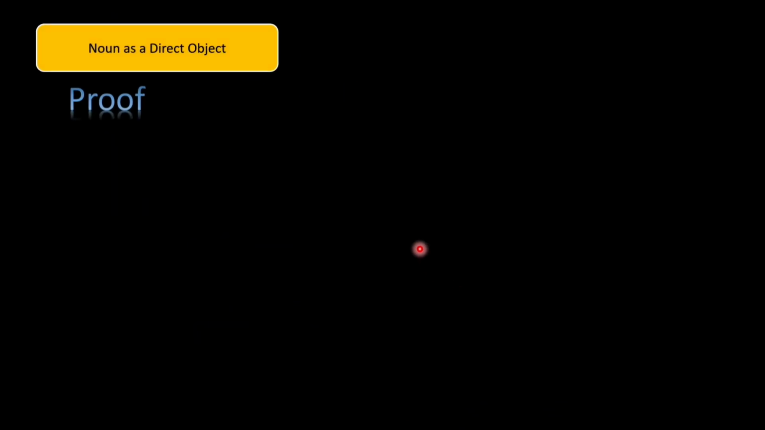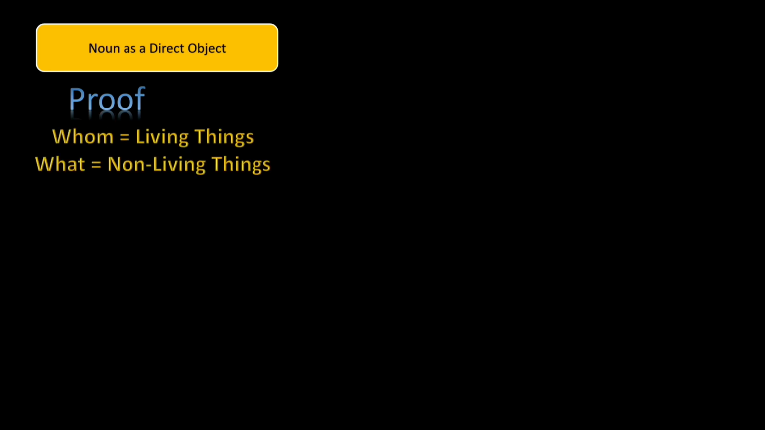Okay, let's prove. If you don't understand the proof of the grammar, you won't be able to understand it totally, right? So for noun as direct object, we prove how to understand whether it's direct or not. This is a good question to ask yourself: whom or what? Whenever it's a living thing, use whom. Whenever it's a non-living thing, use what.